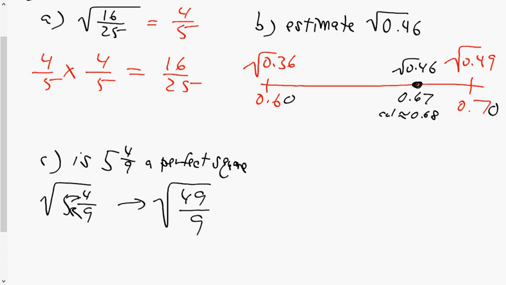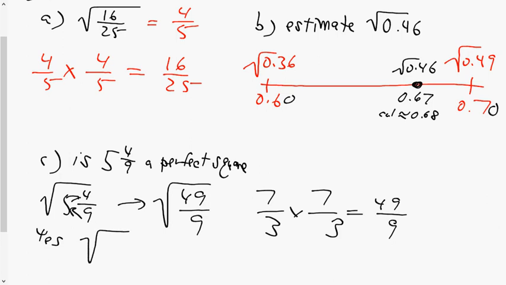And now we're like, aha, yeah, I see it now, right? Is 49 ninths a perfect square? Yes, it is, because what fraction multiplied by itself is 49 over 9? My numerator is 7. My denominator is 3. So therefore, yes, it is. And what is the square root? The square root of 5 4/9 is 7/3, or better yet, 2 1/3.